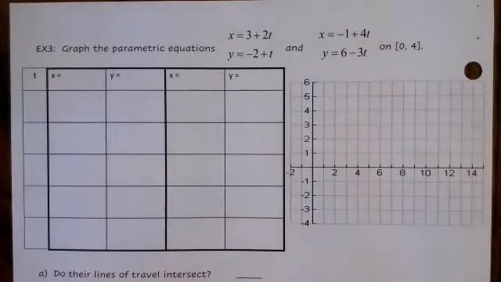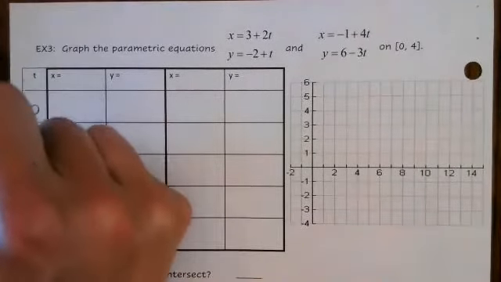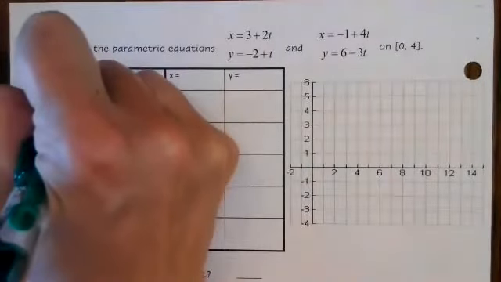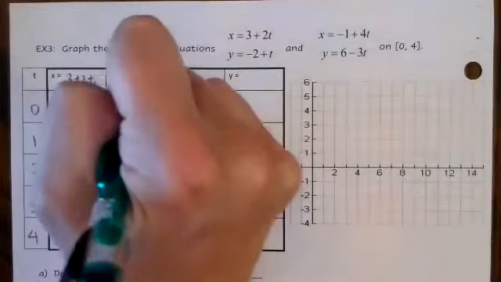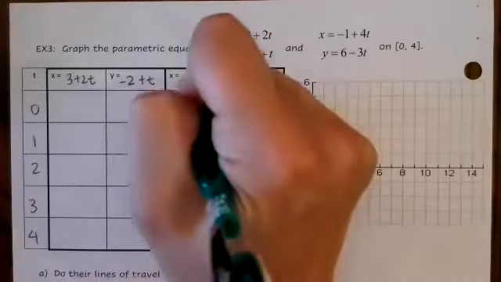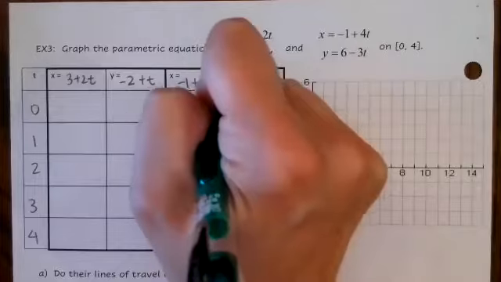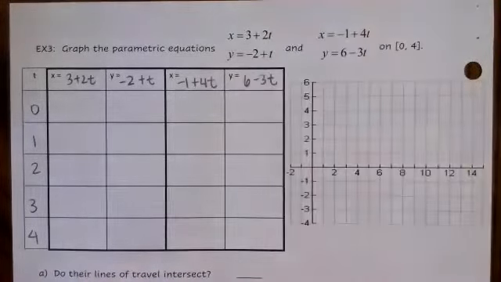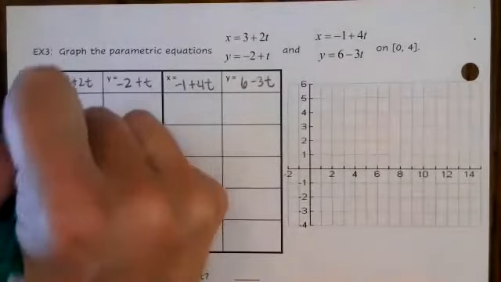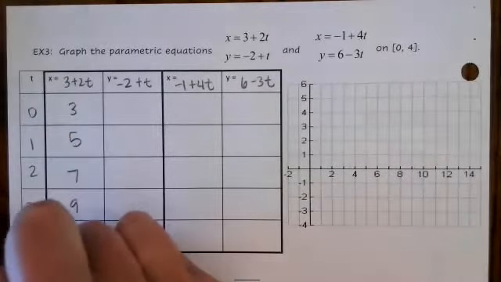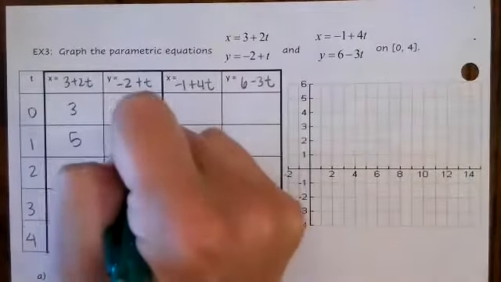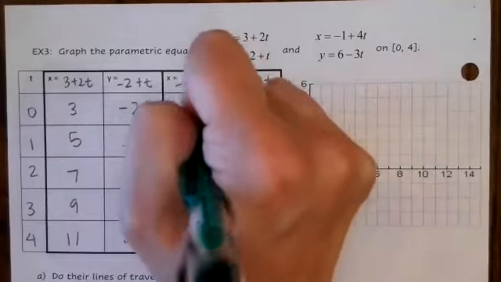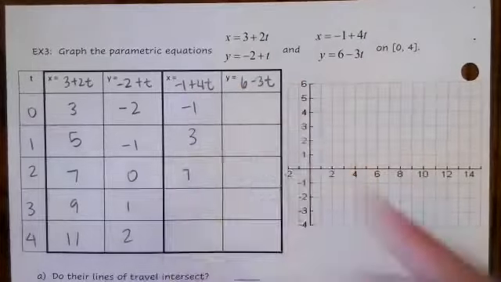Again, I'll use my calculator to plug these in, and we're going from 0 to 4 again. So I'm going to go ahead and put my t values there. For the first one, x is 3 plus 2t and y is -2 plus t. For the second one, we've got -1 plus 4t and 6 minus 3t. I'm going to use my calculator and fill those out so that we have those values to graph and talk about. If you want to put it in the calculator and check, you want to practice making sure that you can put that in the calculator. You can also practice plugging those in.